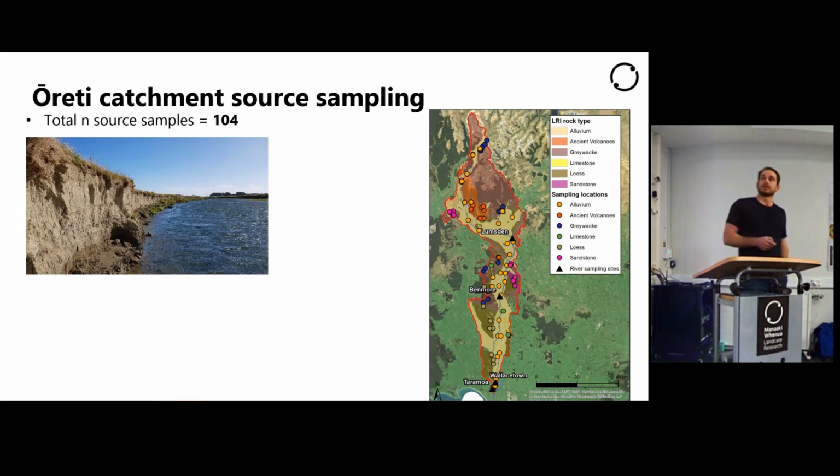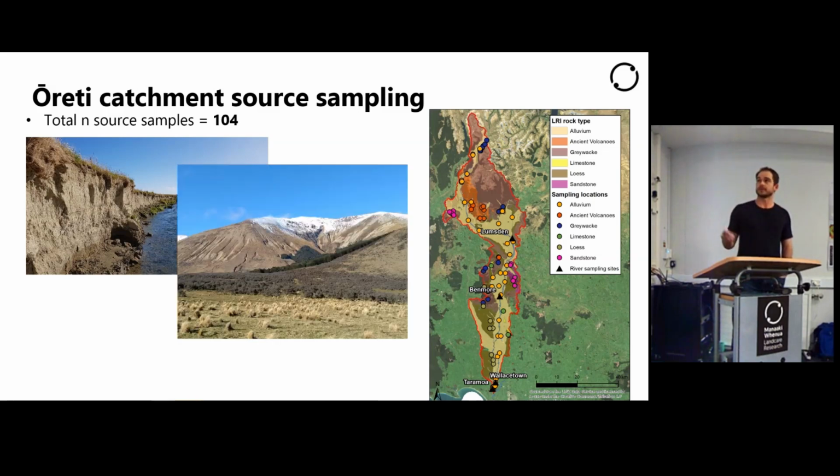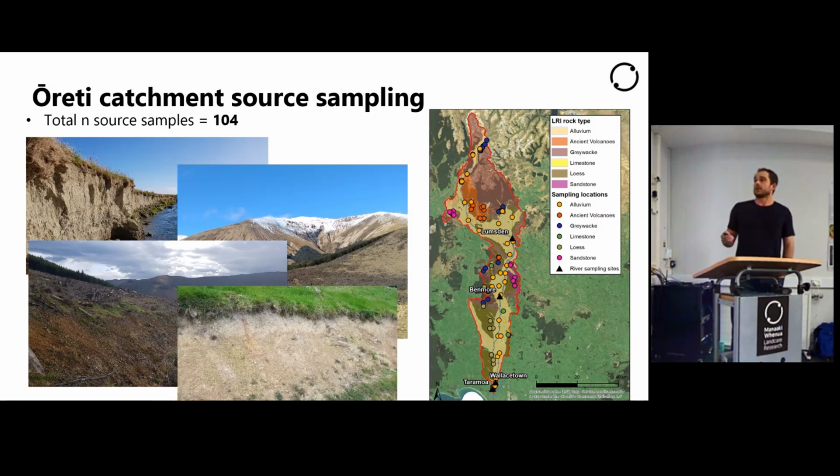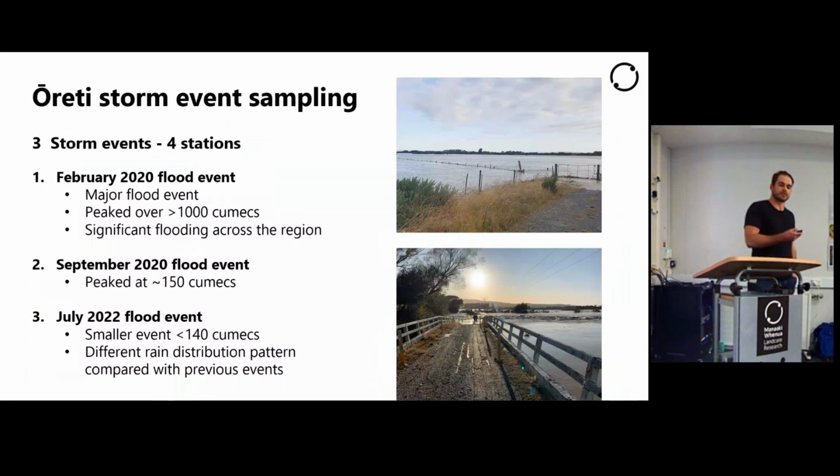In the Erosion catchment, we sampled across the catchment, again targeting erosion processes and different types of parent material. The different erosion processes we targeted were channel bank, gully, and channel landslides. We took samples throughout the catchment and we were able to discriminate these sources. And for downstream, we sampled three different rainfall events. These different rainfall events represent different conditions, different rainfall patterns across the catchment, and different magnitudes of flood.